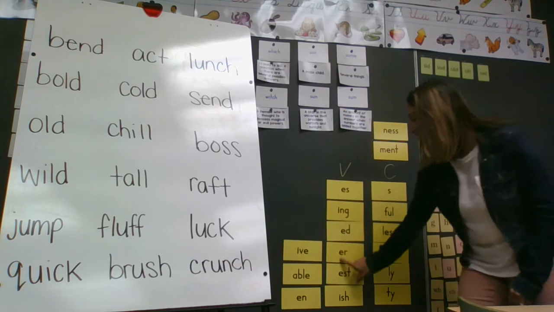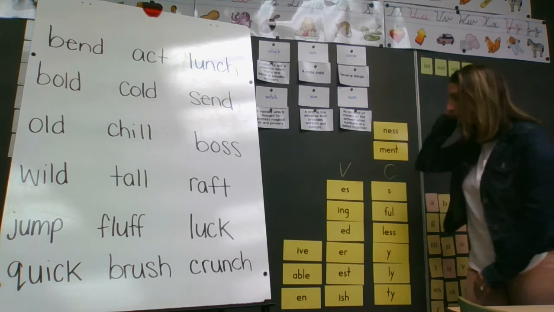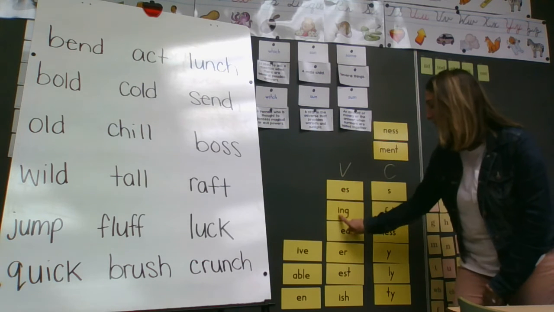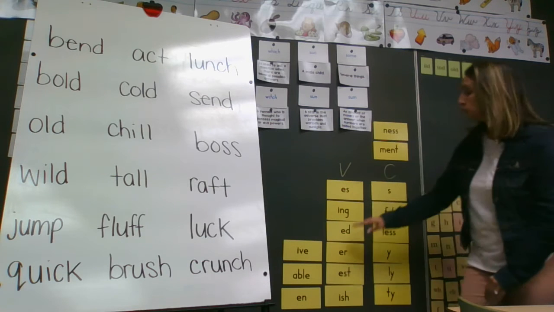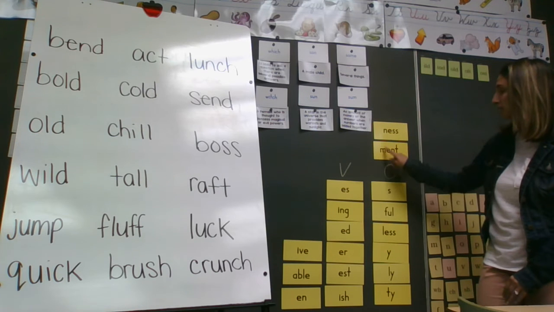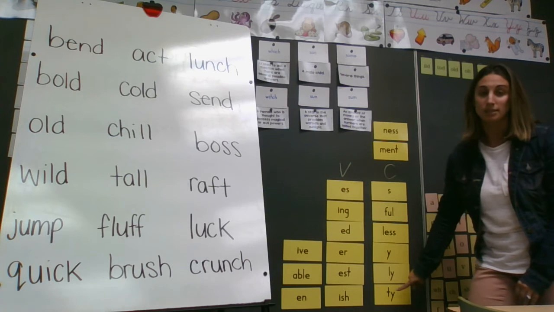Remember, we have vowel suffixes over here. I put them up so you could see them. Vowel suffixes are suffixes that begin with a vowel. And you have your consonant suffixes over here. They begin with a consonant.